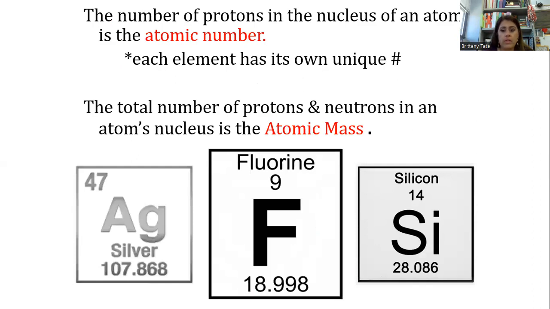So the number of protons in the nucleus of an atom is the atomic number. So each element has its own unique one. The total number of protons and neutrons in the atom is the atom's atomic mass.